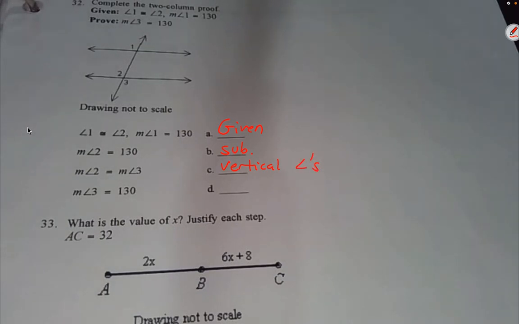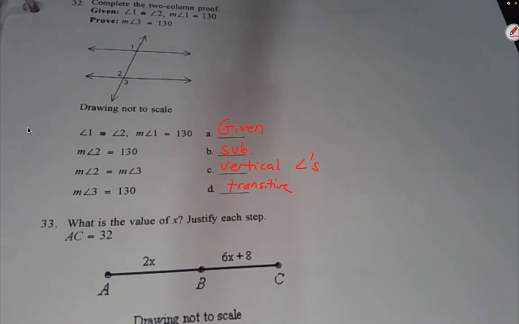So how can I say angle 3 is 130? If angle 2 is 130 and angle 2 equals angle 3, then angle 3 is 130. What's that called? Transitive. Or I think they put substitution again. Substitution and transitive can kind of be used. Is everybody okay with that one? So transitive and substitution can be used.